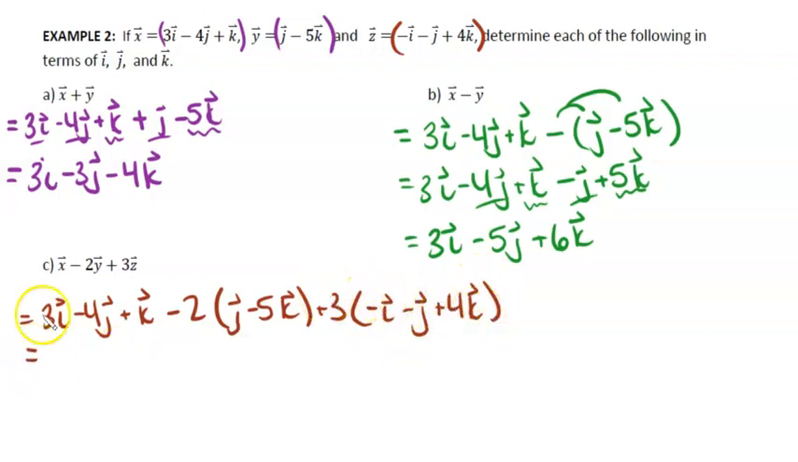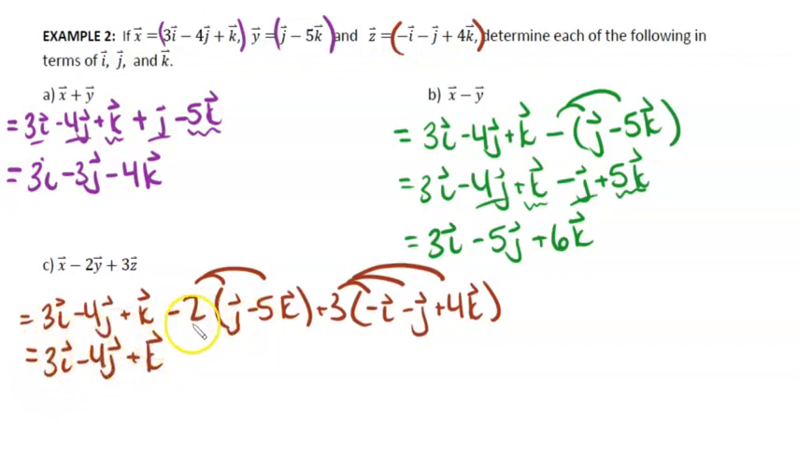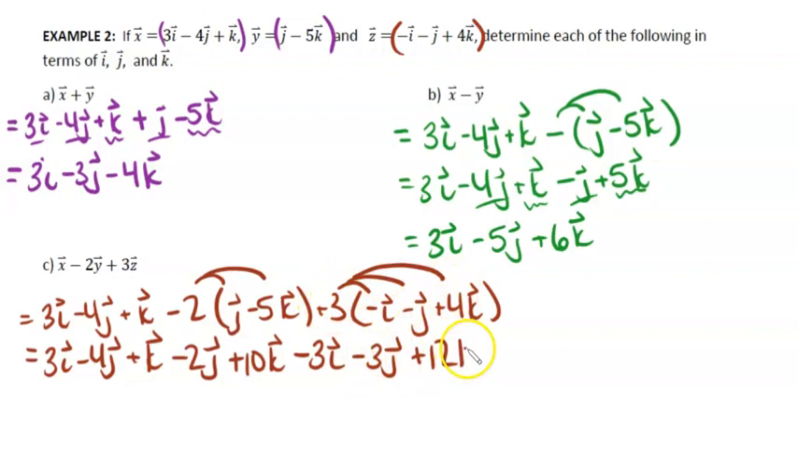Okay. So in the next line, I'm going to distribute in the -2, and I'm going to distribute in the 3. So I get 3 vector I minus 4 vector j plus vector k, then minus 2 vector j plus 10 vector k, minus 3 vector I, right? 3 times negative 1, and 3 times negative 1 again, so negative 3 vector j, and then plus 12 vector k.